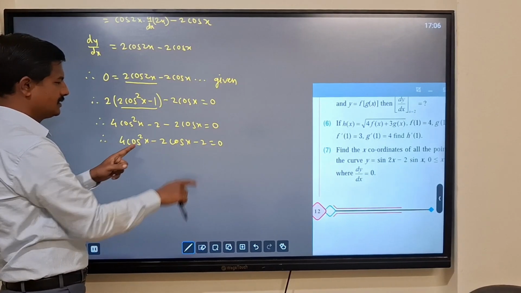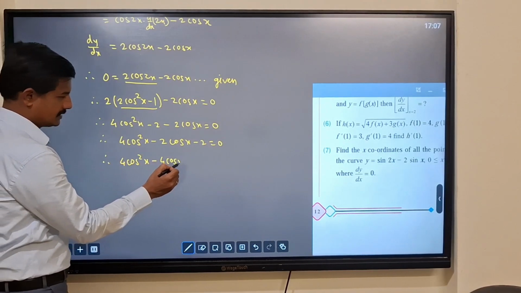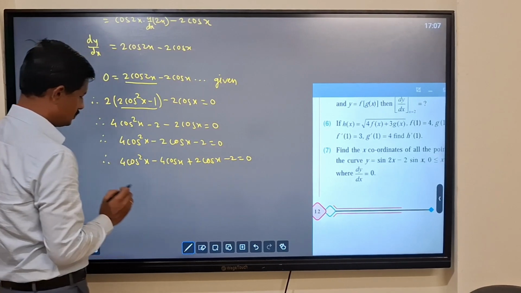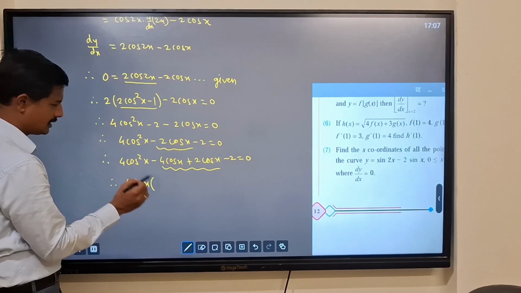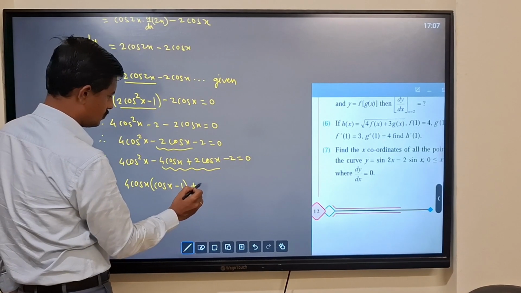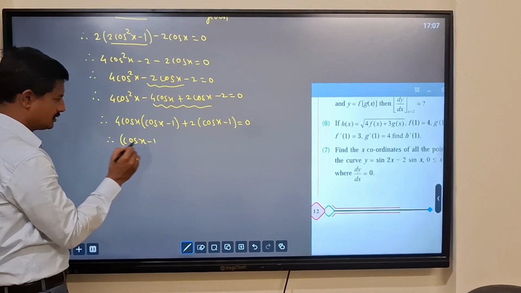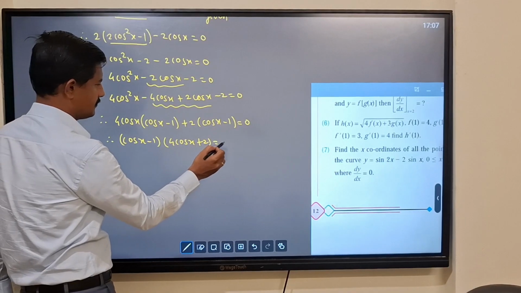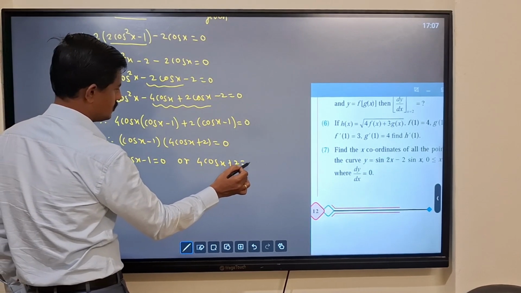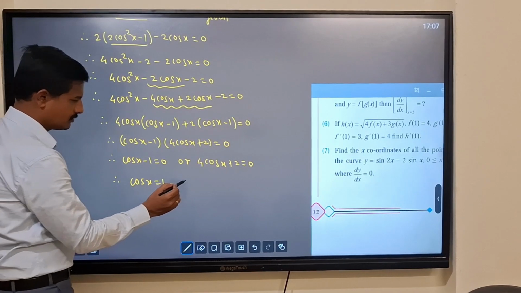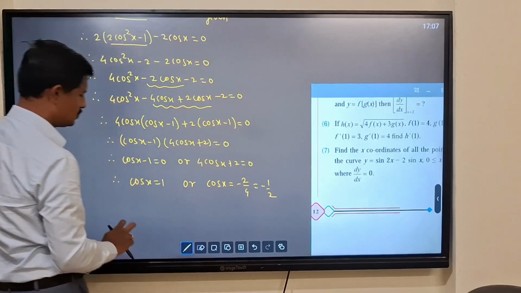So we need multiplication minus 8 and addition minus 2. Therefore, the factors become 4 cos square x minus 4 cos x plus 2 cos x minus 2 equal to 0. Okay, so common is 4 cos x, here remains cos x minus 1. Here 2 is common, so it becomes cos x minus 1. Therefore, cos x minus 1 is one factor and 4 cos x plus 2 is another factor. Therefore, cos x minus 1 equal to 0 or 4 cos x plus 2 is equal to 0. Therefore, cos x equal to 1 or cos x is equal to minus 2 by 4. This is minus 1 by 2.